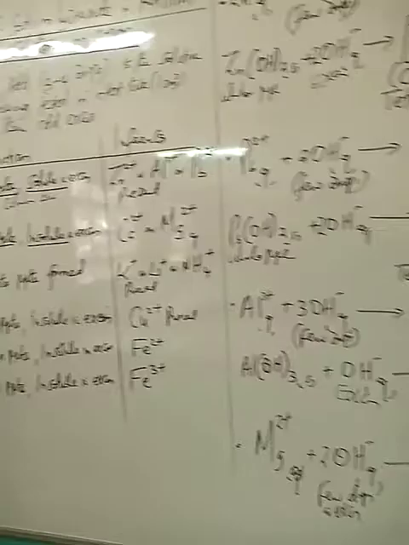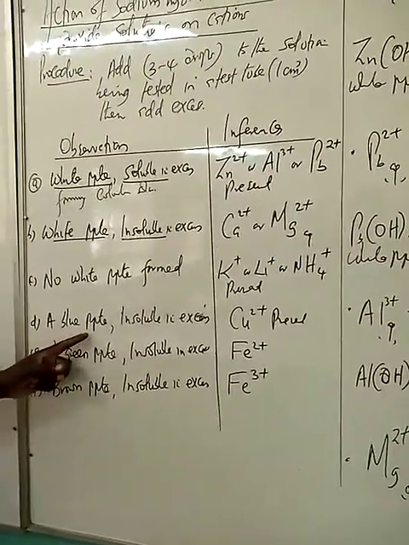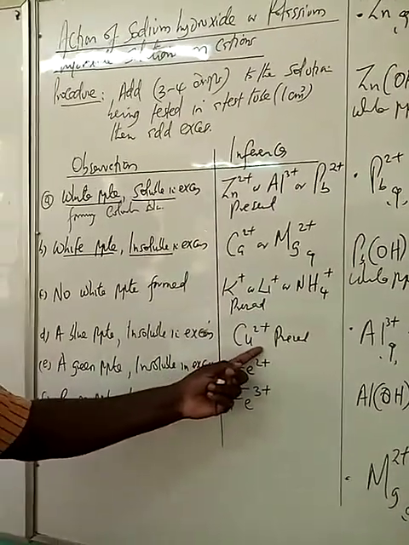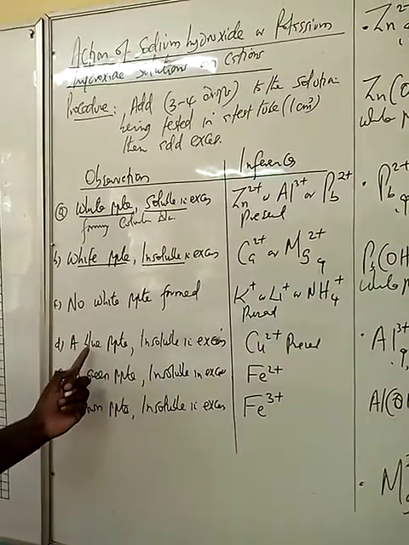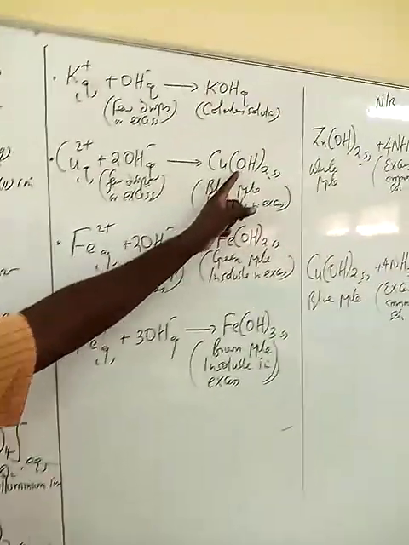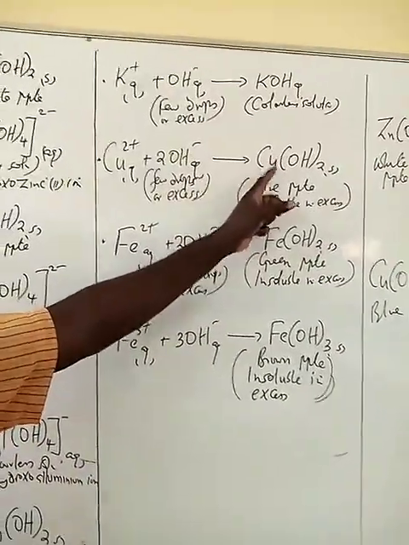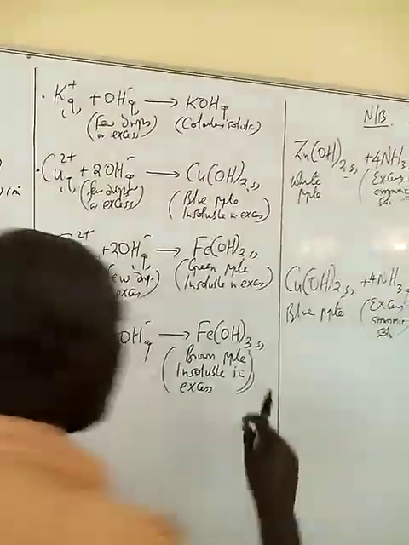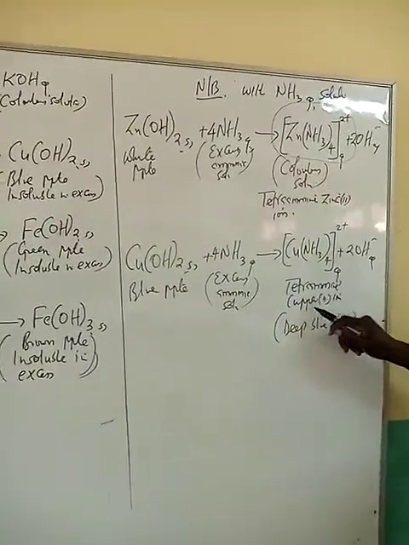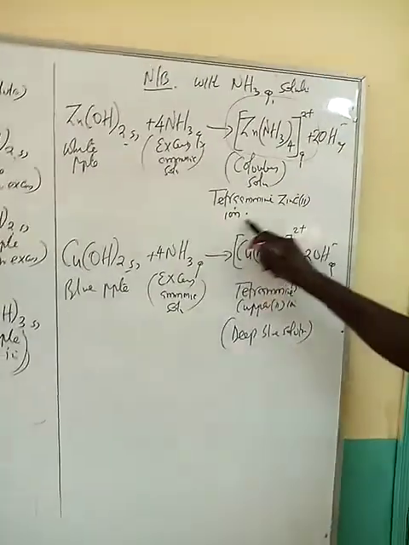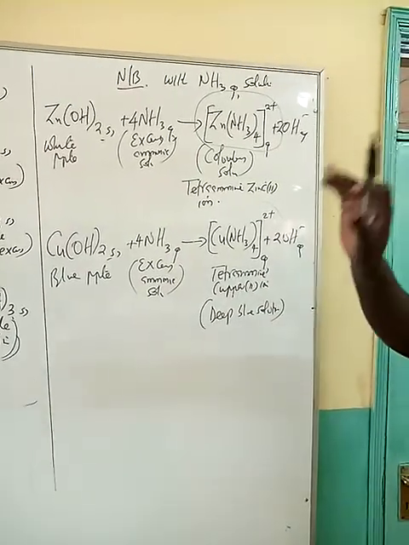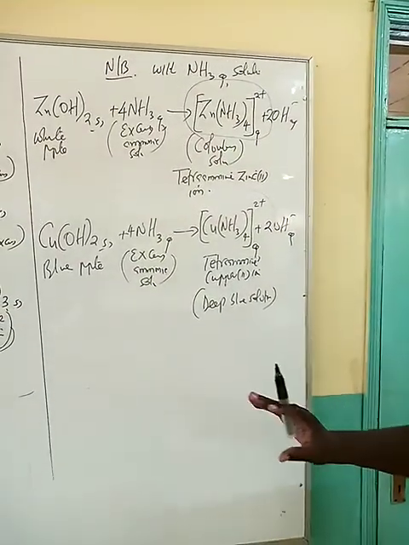If you observe a blue precipitate, and the precipitate is insoluble in excess, then you infer copper 2 ion. Copper 2 ion is the one having blue precipitate, and it's a blue precipitate because of the formation of copper 2 hydroxide. But with ammonia, hope that you remember, the blue precipitate dissolves to form tetraamine copper 2 ion. This is a complex salt formed with excess ammonia. But with sodium hydroxide, it does not form a complex salt. So the precipitate is insoluble.